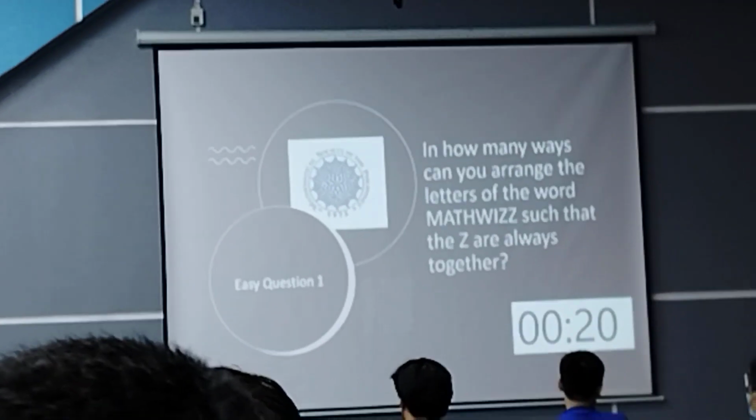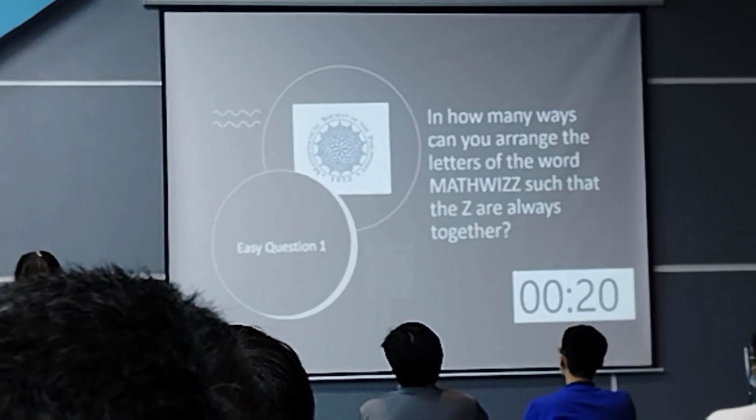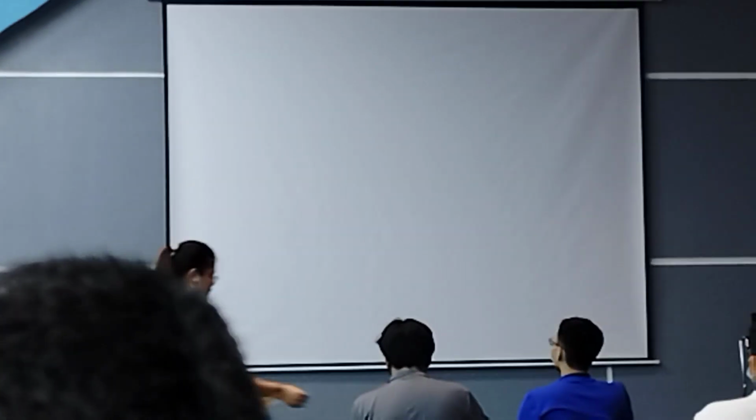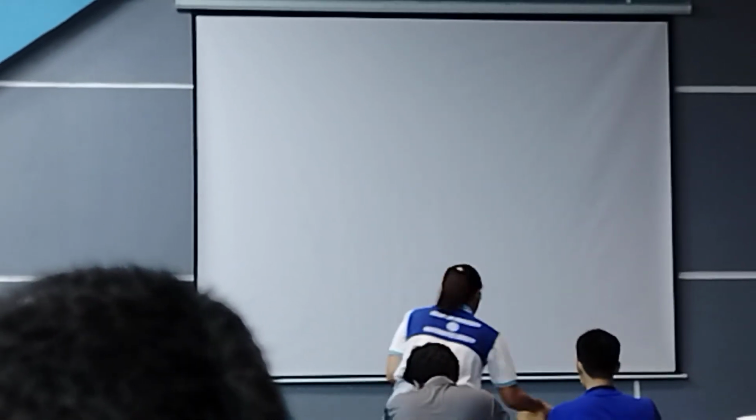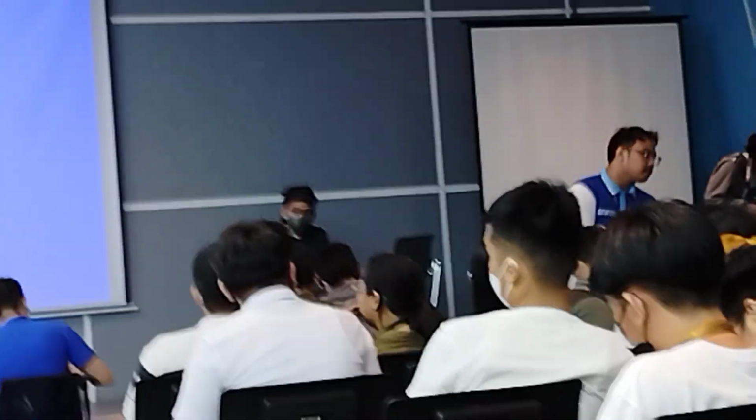So for question number 2, this is my question number 8. What is the area in square units of a right triangle with a 60-degree angle and a hypotenuse of 12 units? Are you good? What is the area in square units of a right triangle with a 60-degree angle and a hypotenuse of 12 units? Go.